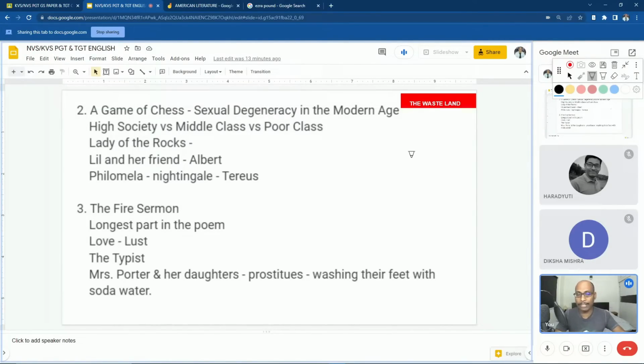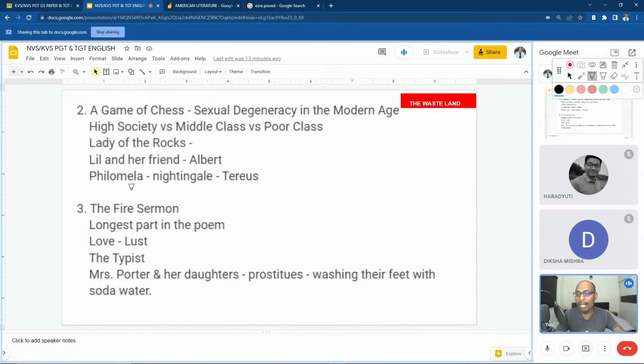I'll try to explain, without using any unnecessary information here. A Game of Chess is a part where the entire focus is on the sexual degeneracy in the modern age: how men and women of the high class, middle class and poor class have fallen into physical attractions and all those things. And the Lady of the Rocks is a character. Lil and her friend are the two characters who are talking in a bar, waiting for a husband who had been to the war.